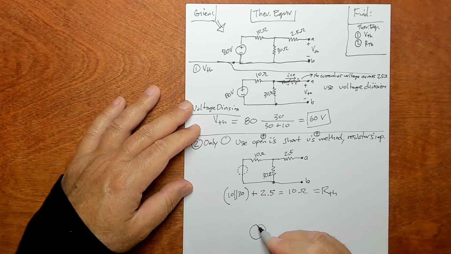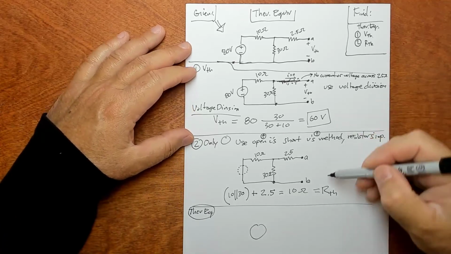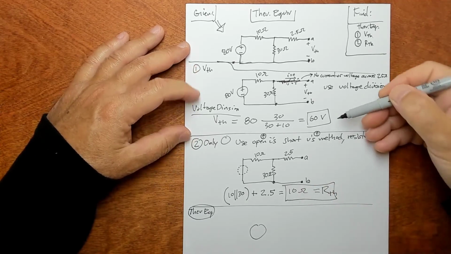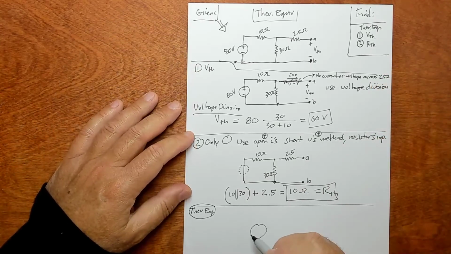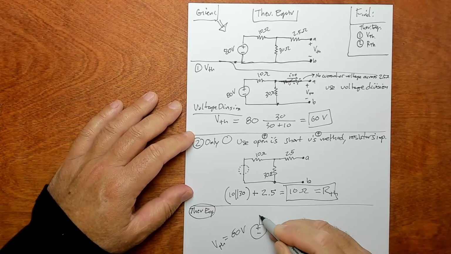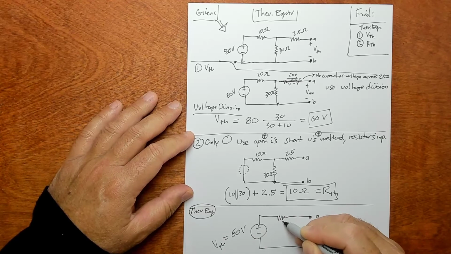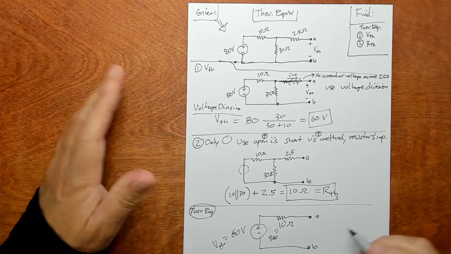So our final circuit, okay, this is like our Thevenin equivalent circuit here. The last thing is, the answer you get from step 1 is the voltage, and the answer you get from step 2 is the resistance, and you throw those guys together. This is V sub Thevenin is 60 volts, and this is 10 ohms. This is R sub Thevenin equals 10 ohms. That's the answer right here.